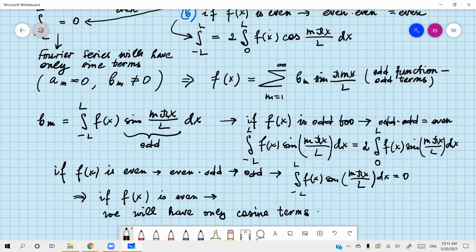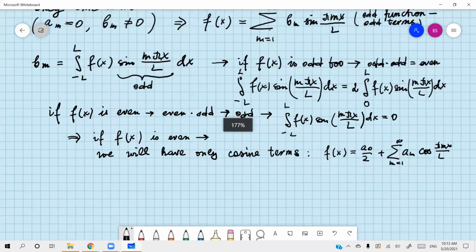Well, cosine terms are what? f of x is going to be equal to a_0 over 2 plus the sum of a_m cosine of pi m x over L, m from 1 to infinity. I'm going to scroll it a little bit. Which is very good, right?